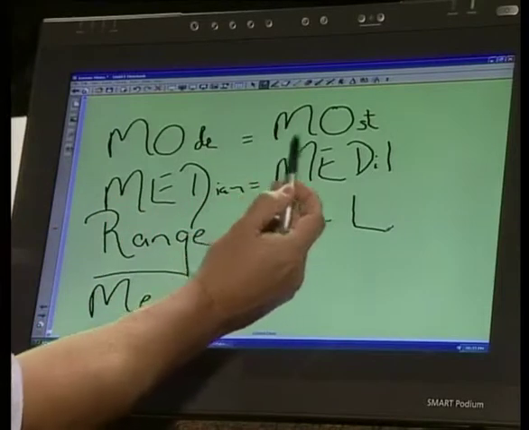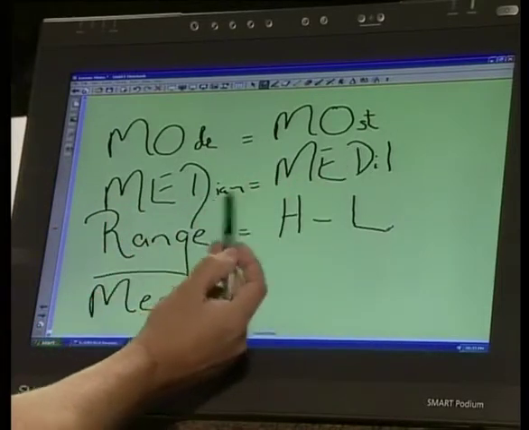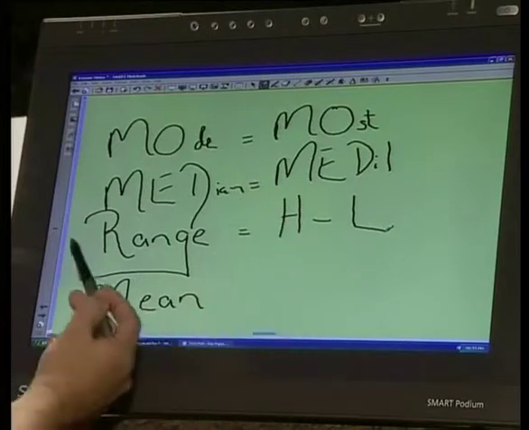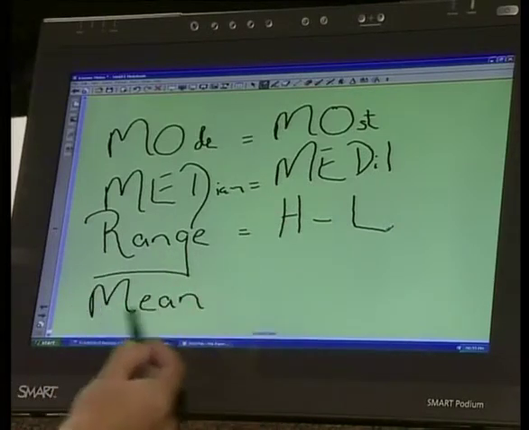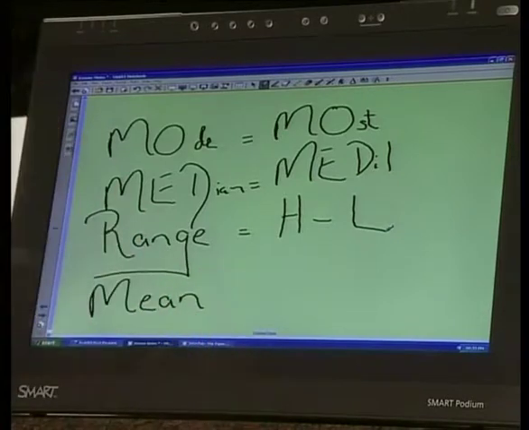Let's go through it again. Mode, most. Median, middle, spelled wrong. Range, the highest minus the lowest. And then mean is dealing with a whole lot of figures that are actually quite ugly to deal with.